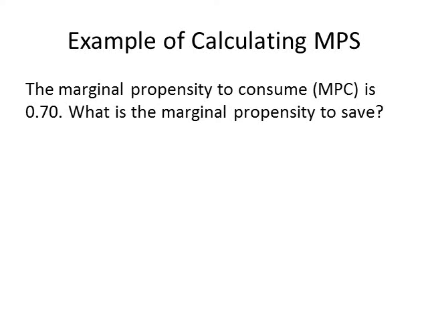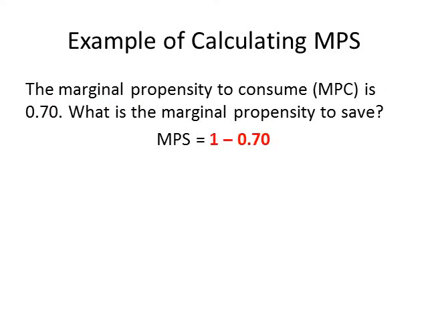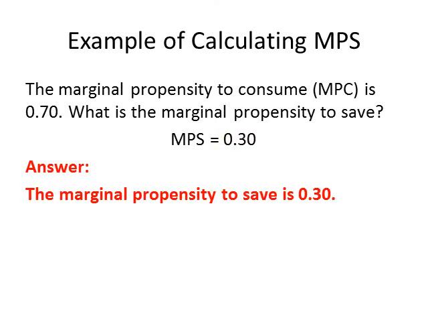Let's look at this problem. The marginal propensity to consume is 0.70. So what is the marginal propensity to save? First step is to write down the formula. Second step is to locate the marginal propensity to consume, in this case 0.70. Substitute in 0.70 into the formula. Subtract 0.70 from 1, leaving 0.30. So the answer is the marginal propensity to save is 0.30.